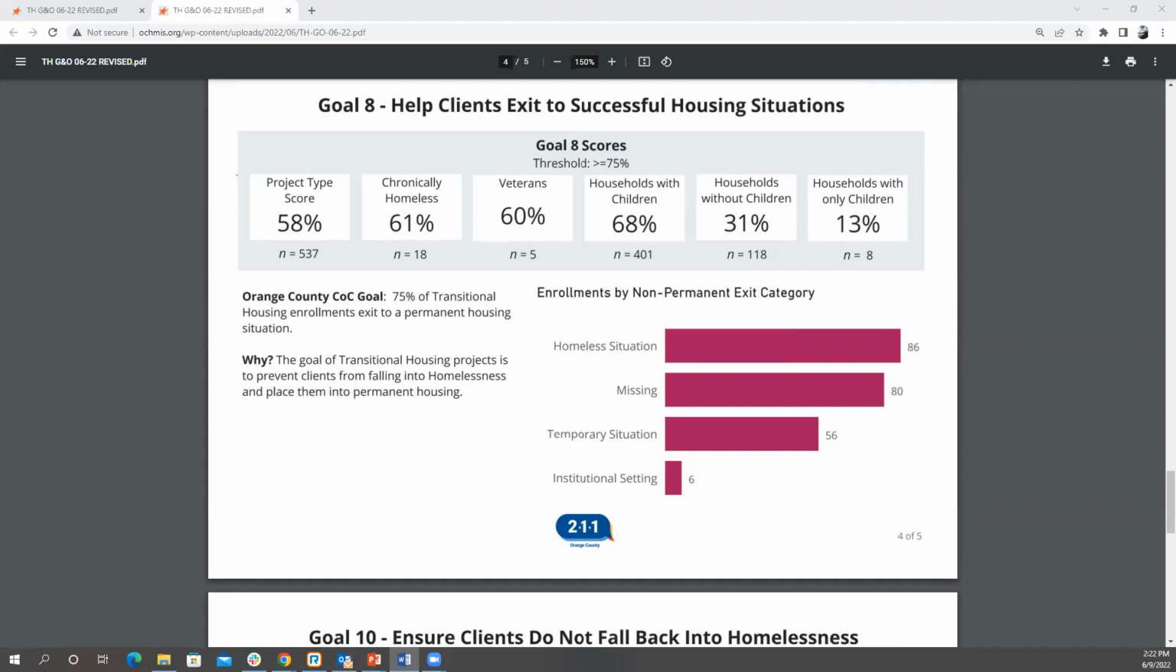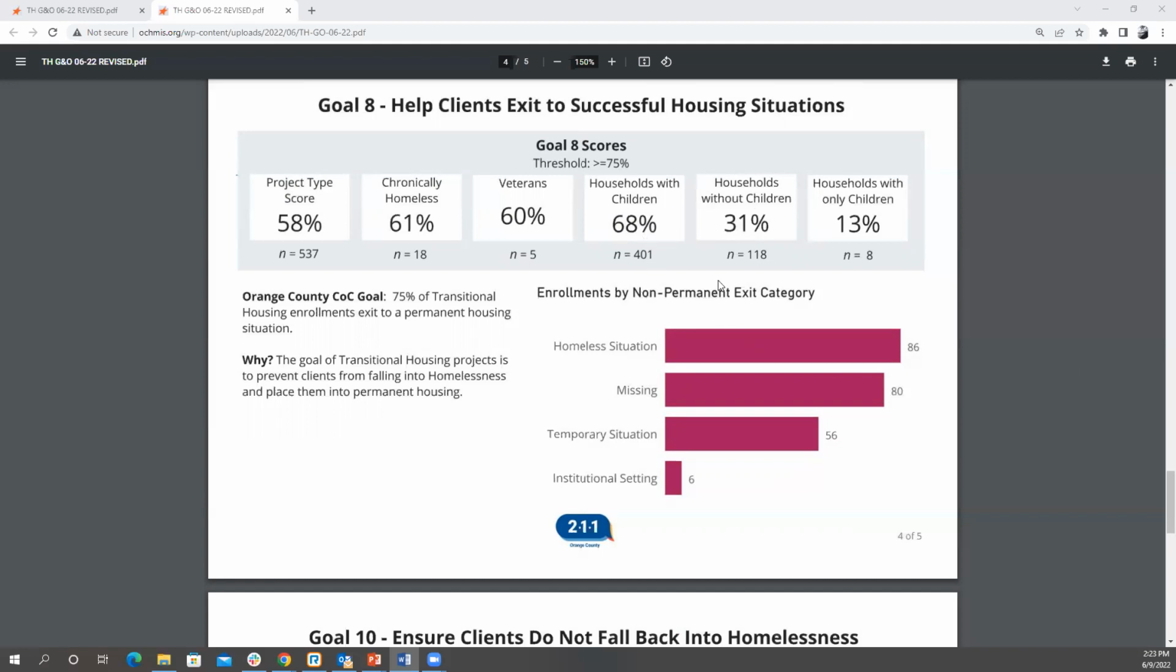Yeah, if Catherine said that they were ongoing for a period, so yeah, that could be the reason why that difference is occurring. Goal 8 is looking at clients that exited to permanent housing situations. So we again have a big gap between households with children and households without children. I don't know if anybody has any thoughts on that as well. If that income tax credit could also be impacting those exits.